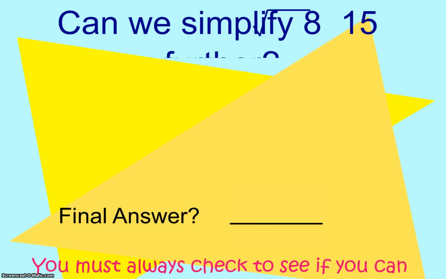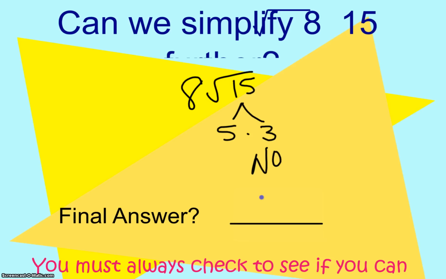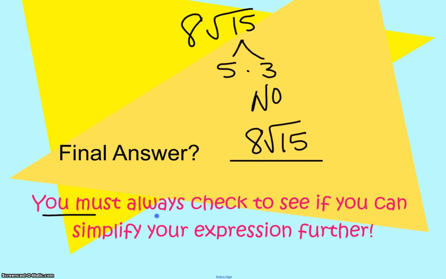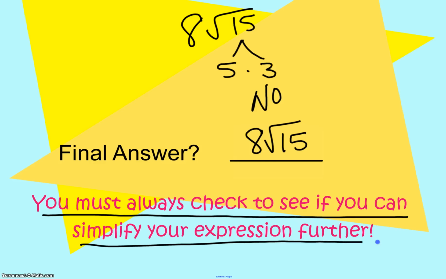So, can we simplify 8 square root of 15 further? And it's kind of messed up, so I'm going to rewrite it. In order to find that answer, you have to see, is the prime factorization of 15? Can anything be taken out? And the answer is no. So the final answer is 8 square root of 15. You also need to remember you must always check to see if you can simplify your expression further.